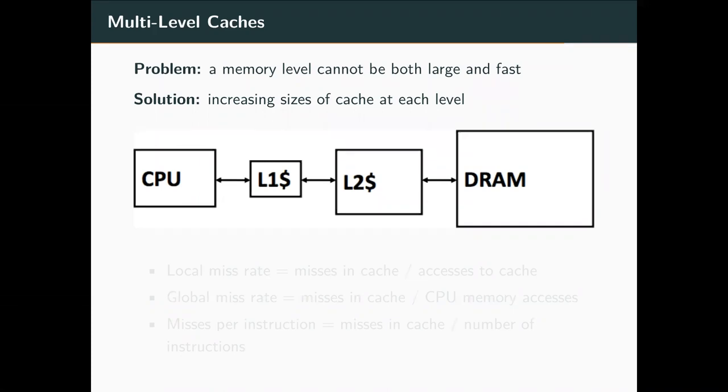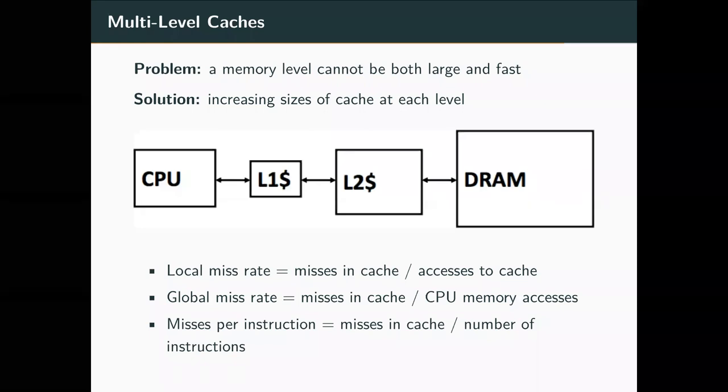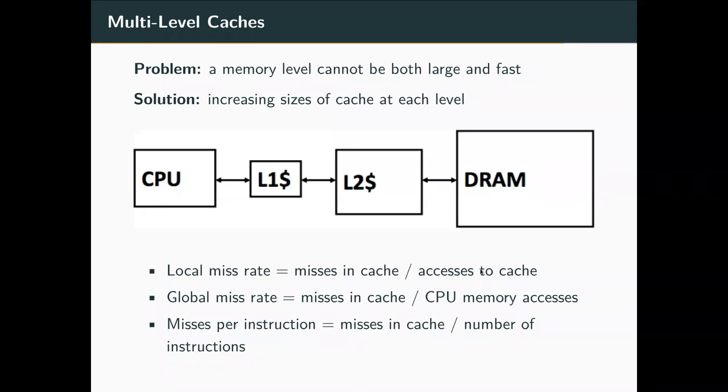So multi-level caches, again, this is dominant in processors these days. A memory level cannot be both large and fast, so let's use different caches, make them larger as they get slower. And there's some terms to just know about. First of all, the local miss rate is the miss rate in a cache over the accesses to a cache. So if we talk about the L1 miss rate, we would be talking about the local miss rate to L1. But we could also talk about the local miss rate on L2 or even in L3 or whatever.